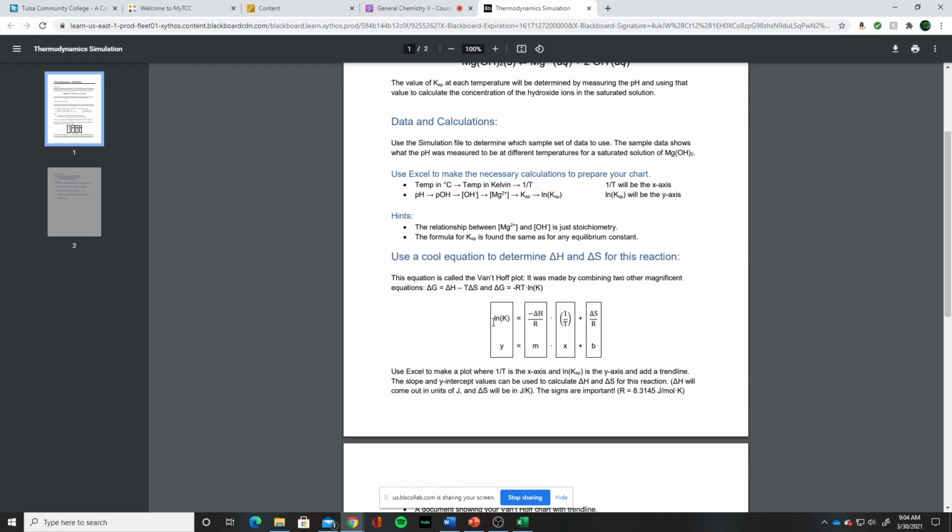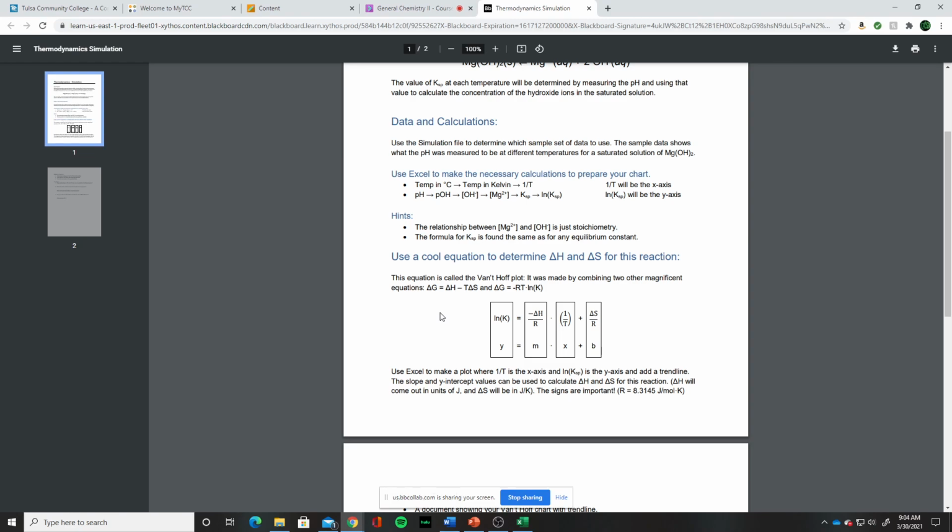This is a really cool equation that is used by combining these two equations. Now, we haven't actually gotten to these equations yet. These actually will show up in the chapter that we're getting to right now, chapter 16, the thermodynamics chapter. So if you're like, what the heck is delta G? Where did that come from? Don't worry about it. We will get to that in the chapter.